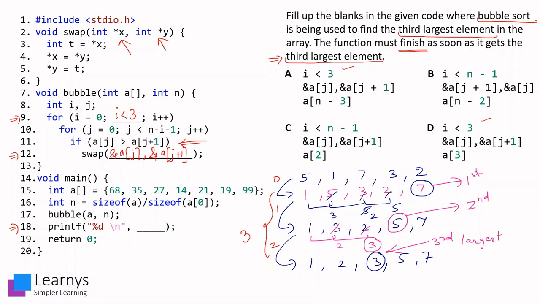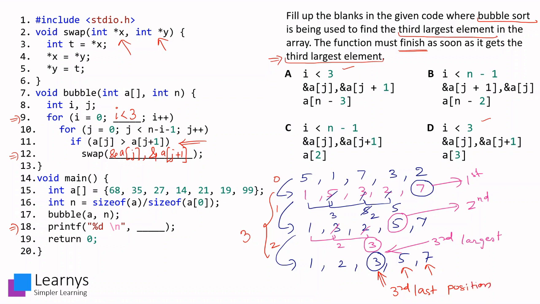Now the third blank is in the main function. After the main function calls the bubble sort function, it has already found out which is the third largest element, and that third largest element is at its correct place. Now, what is the correct place of the third largest element? Since it is the third largest, it will not be at the last, not the second last, but it will be at the third last position.